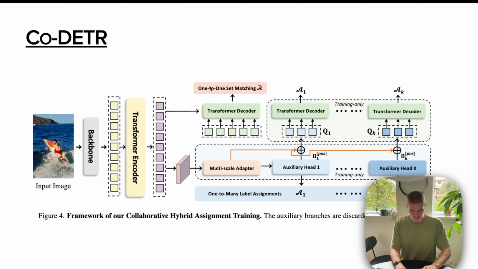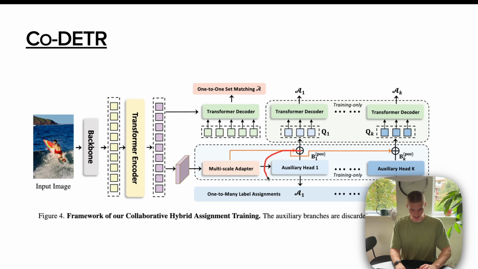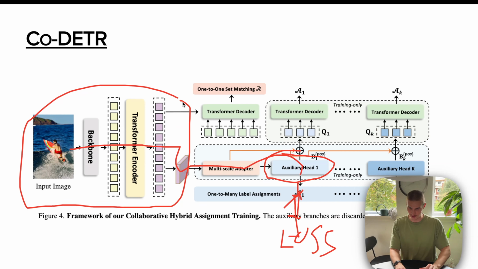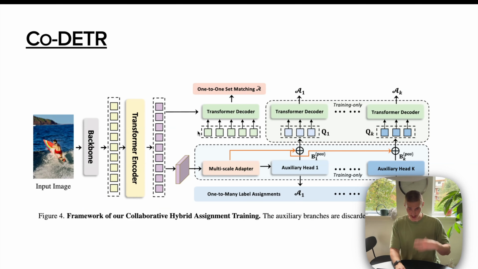So it's probably better to explain it on the slide. So we are looking at auxiliary head number 1, which has this one-to-many assignment and basically connects to the loss. And so the backprop through that loss, through that auxiliary head, is going to go through this encoder, backbone, all the way to the input image. So this is helping train this part of the model, the encoder and everything that came before it. So it's not really affecting the decoder, not yet. So we'll see how we can also improve the decoder training. But first, let's look at other auxiliary heads.